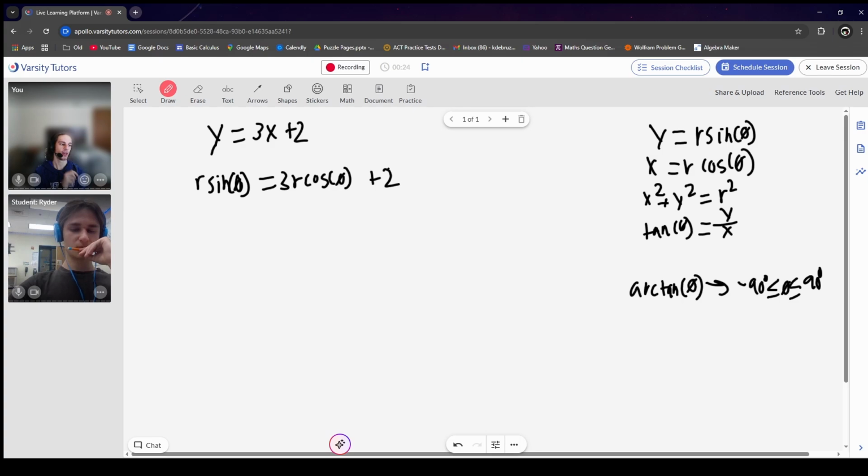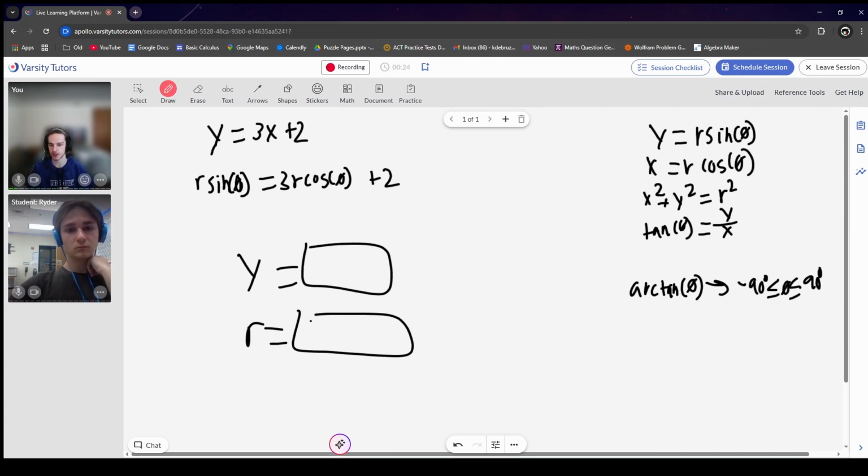And here's the thing you need to know about these kinds of polar problems. In the same way that in Cartesian coordinates we solve for y is equal to x and stuff, we solve for r is equal to theta and stuff. So we need to solve for r. So how do we do that?